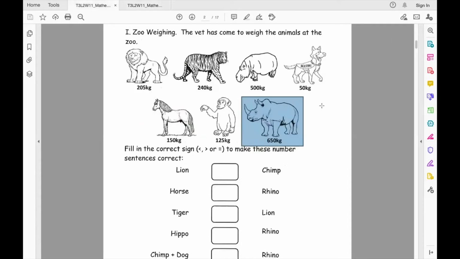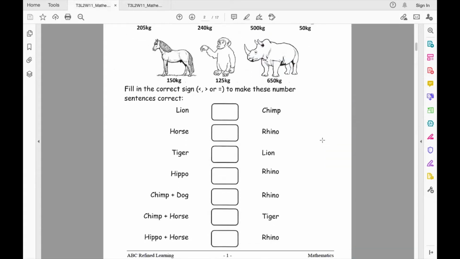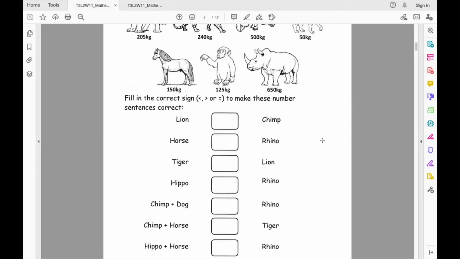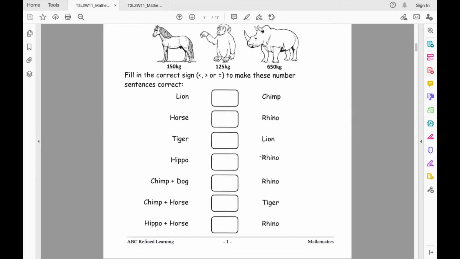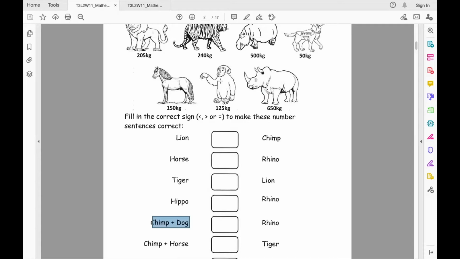And let's see. Let's find another example. Maybe we'll do one of these harder ones here. A chimp plus a dog is what compared to a rhino? This time we have to add a chimp and a dog together to find the one weight.